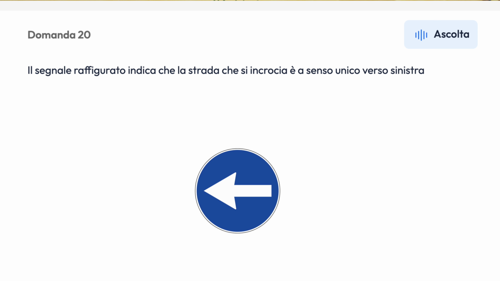Il segnale raffigurato indica che la strada che si incrocia è a senso unico verso sinistra. The question says, if you get to the junction, the road going to the left direction is senso unico. The answer to this question here is falso, because this is a sign of direzione obbligatoria a sinistra, letting you know that at that junction, the only direction you need to go is left. This sign is not referring to senso unico. This is a sign of obbligo.